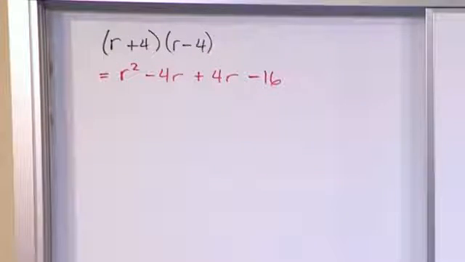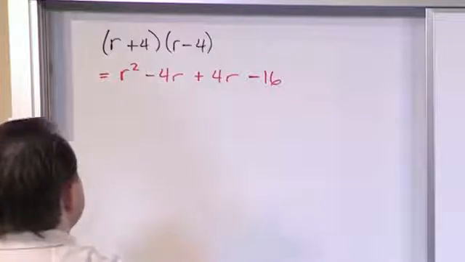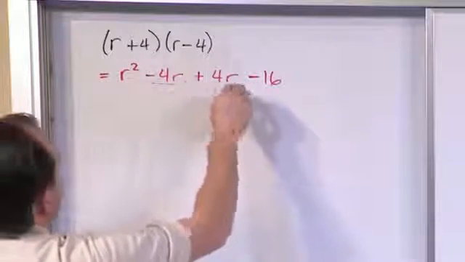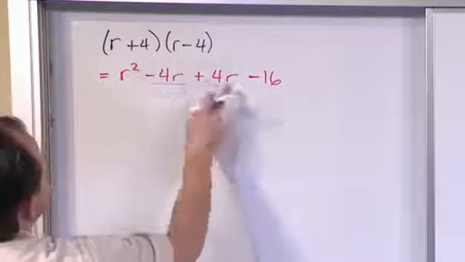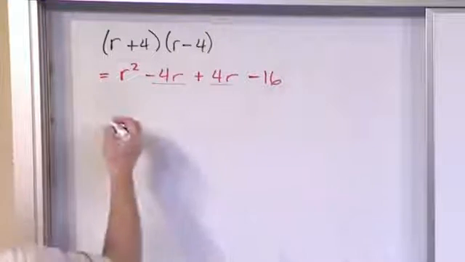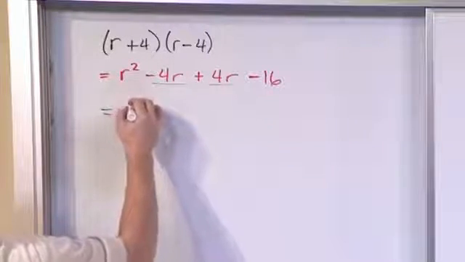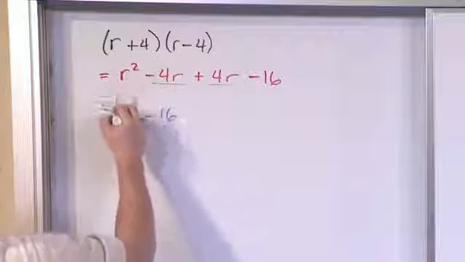So here we go. Now I look for like terms, and I immediately see I have a negative 4r and a positive 4r. So really, negative 4 plus 4 gives me 0. So what I'm left with is r squared minus 16. That is the final answer.